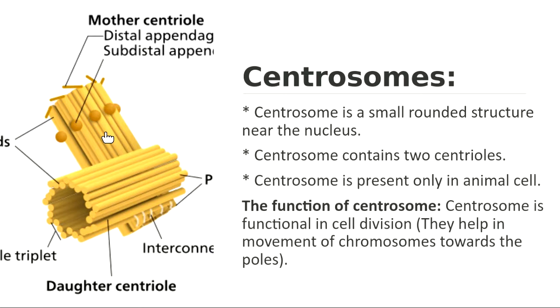And what is its function? It is helpful in cell division. When cell division occurs in the animal cell, it is helpful for spindle formation and the movement of chromosomes towards the two different poles. They do not appear in the cell in normal conditions, but when cell division starts, they suddenly appear in the cell and help move chromosomes to the two different poles.